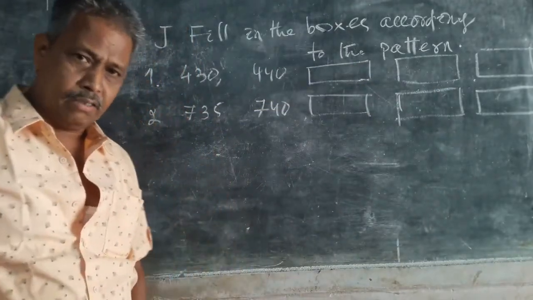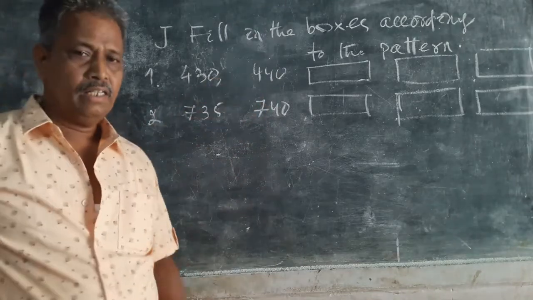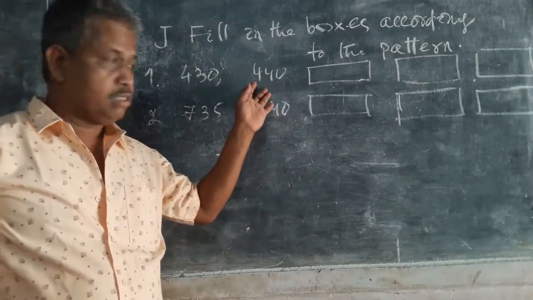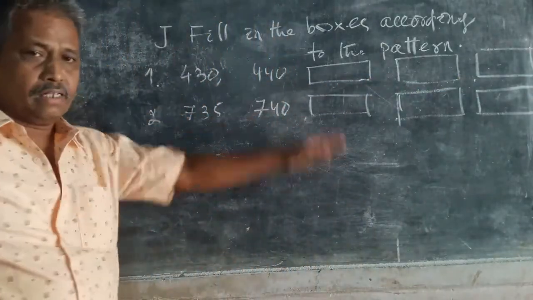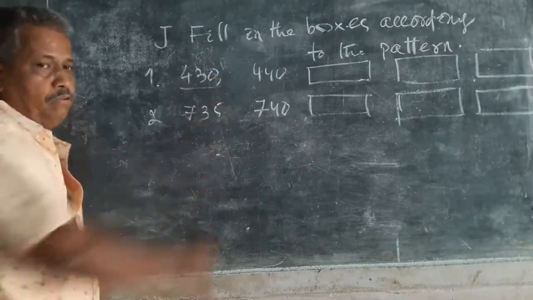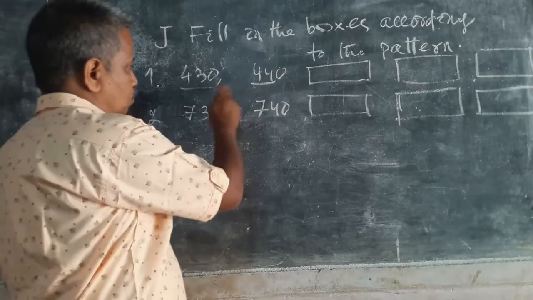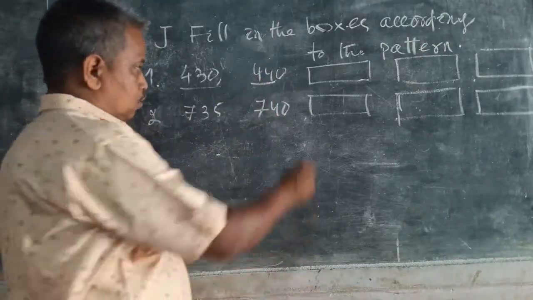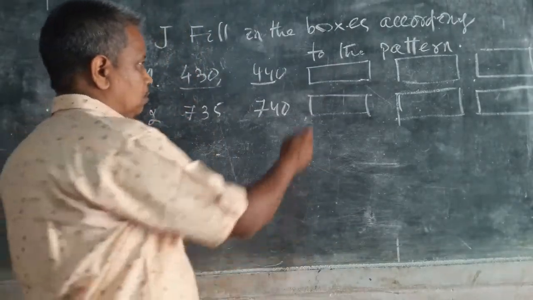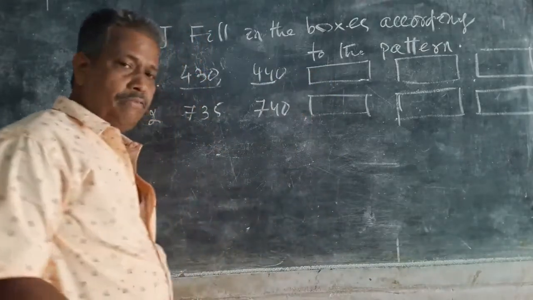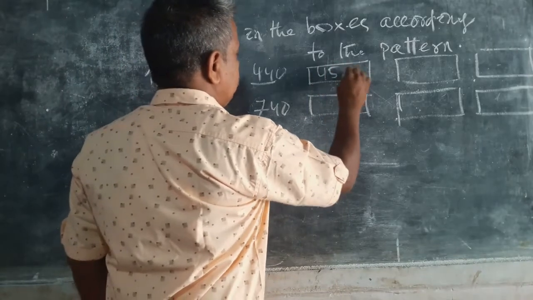Fill in the boxes according to the pattern. Here, the pattern, the two numbers are given. According to these two numbers, we fill up the rest three boxes. Which numbers are there? You see, here 430 and here 440. The difference of these two numbers is 10. So, what number we have to write in this box? There must be the difference 10. So, the number is 450.